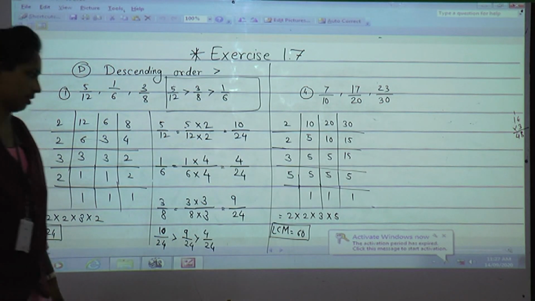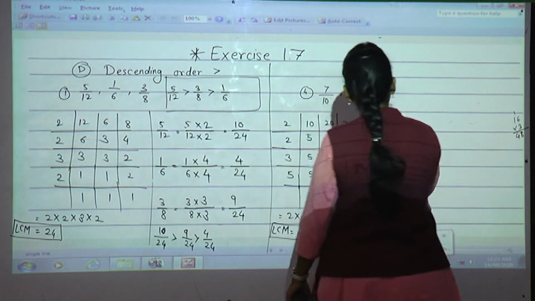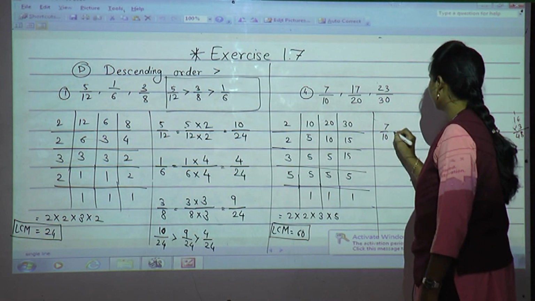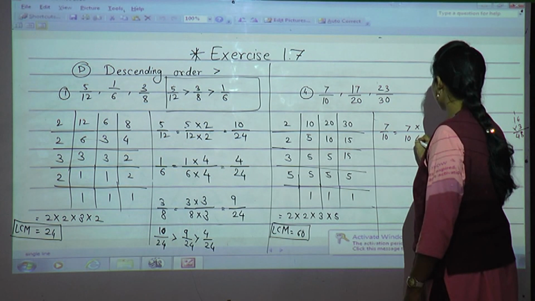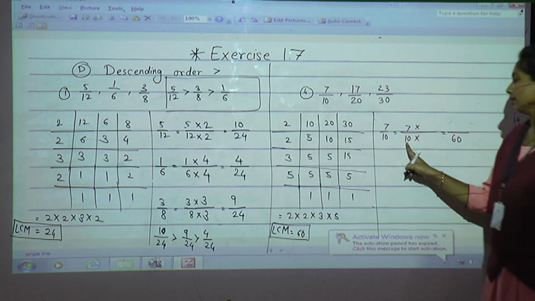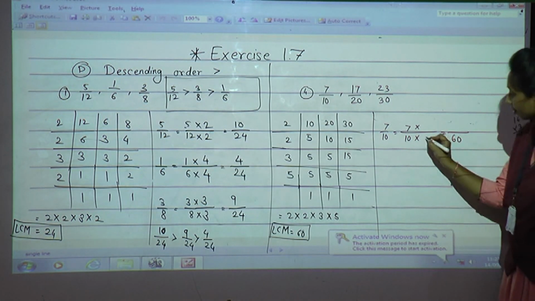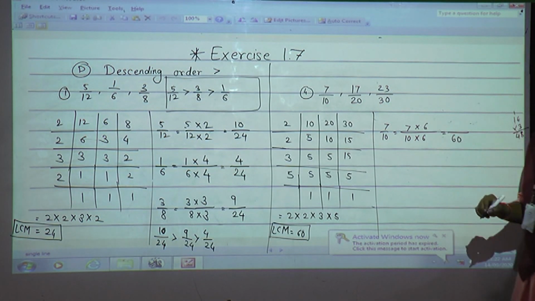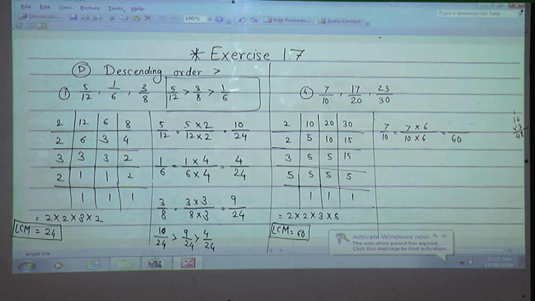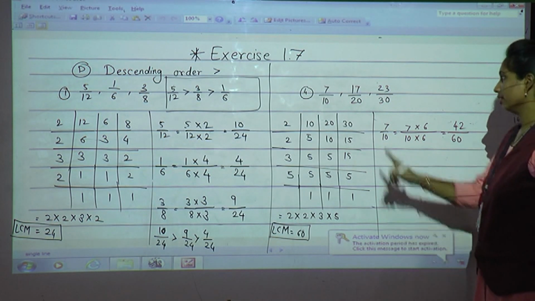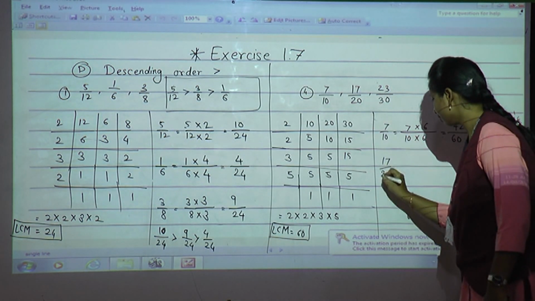Correct or no? Yes. Now the next steps are write 7 upon 10. Now we need to multiply to get 60 in the place of the denominator. Now see, 10 multiplied by 6 we get 60. 10 6s are 60. So write here 6 also in the place of numerator. Now tell me what is the multiplication? 7 6s are 42.